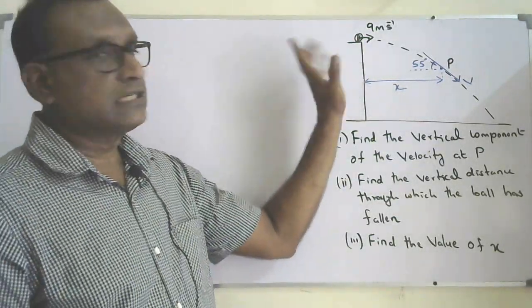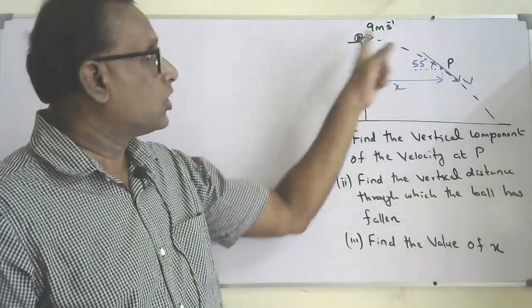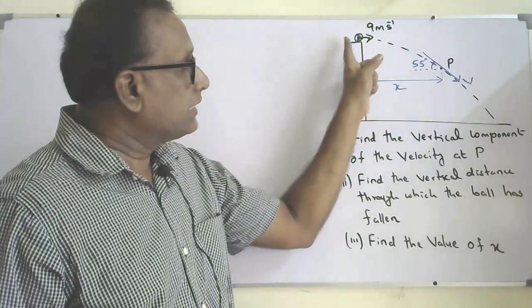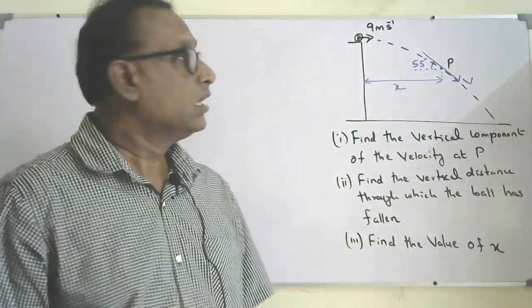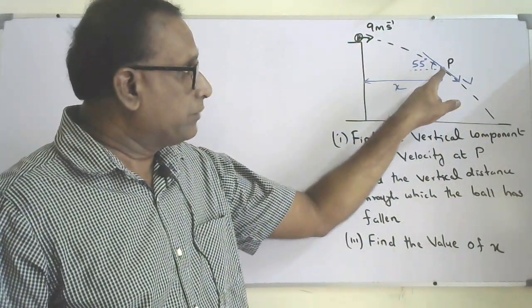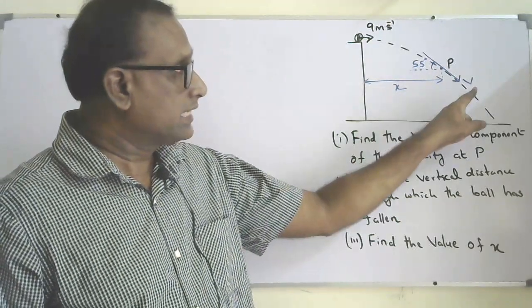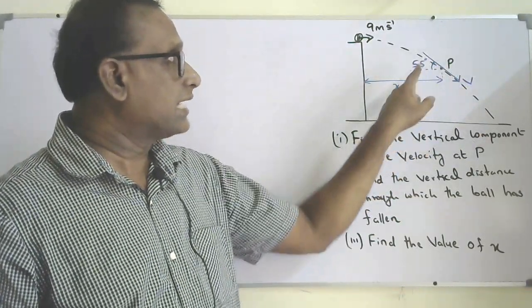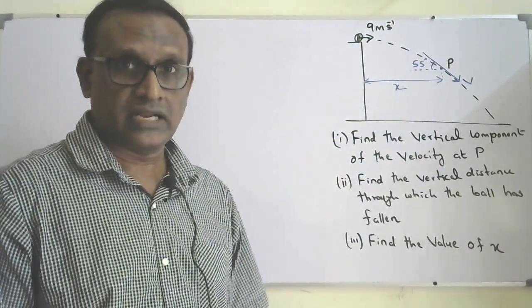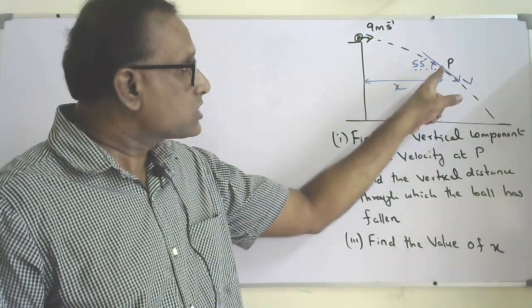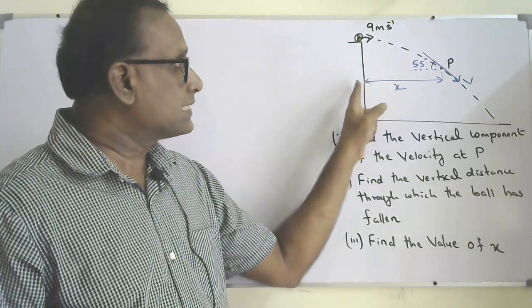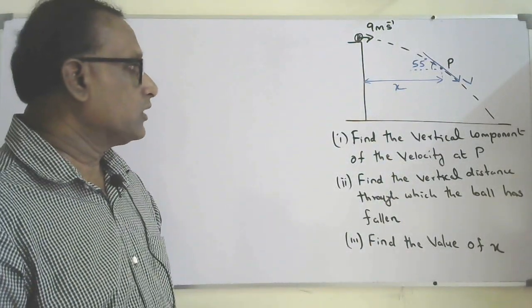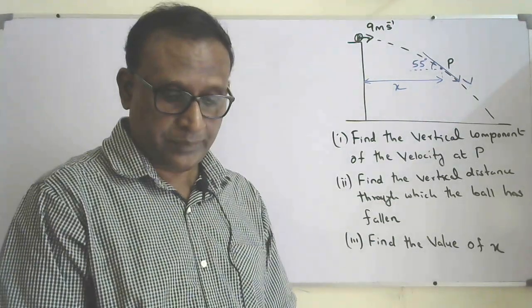A ball is projected from the top of a building at a velocity of 9 meters per second in the horizontal direction, and this is the path of the ball. During its motion, there's a point P at which the velocity is V. We don't know it, we can find it. Velocity V makes an angle of 55 degrees with the horizontal line. The horizontal displacement at point P is x. The first part: find the vertical component of the velocity at point P.